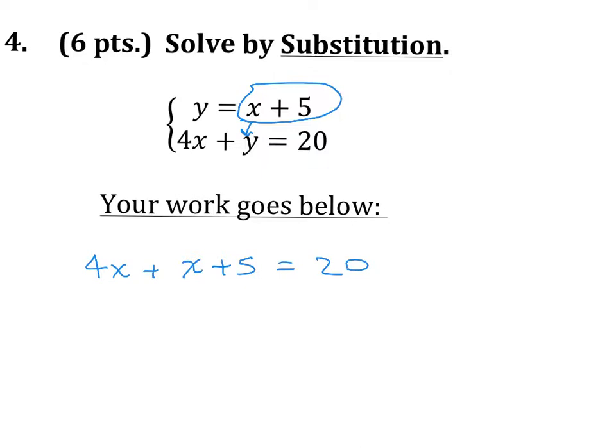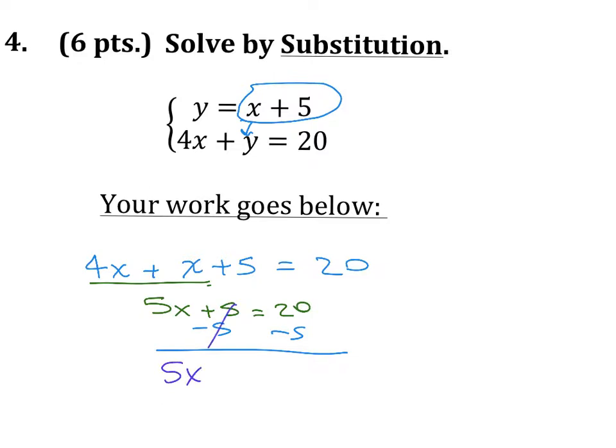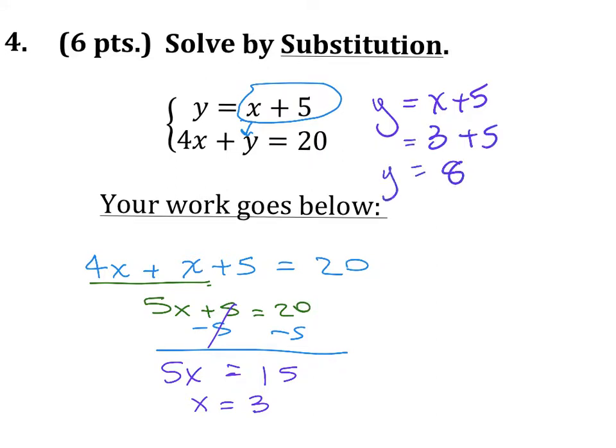4x plus x is equal to 5x. 5x plus 5 is equal to 20. Subtract 5 on both sides, and you get 5x is equal to 15. So x is equal to 3. If x is 3 and y is x plus 5, then y is 3 plus 5, which is 8. So my point should be 3, 8.